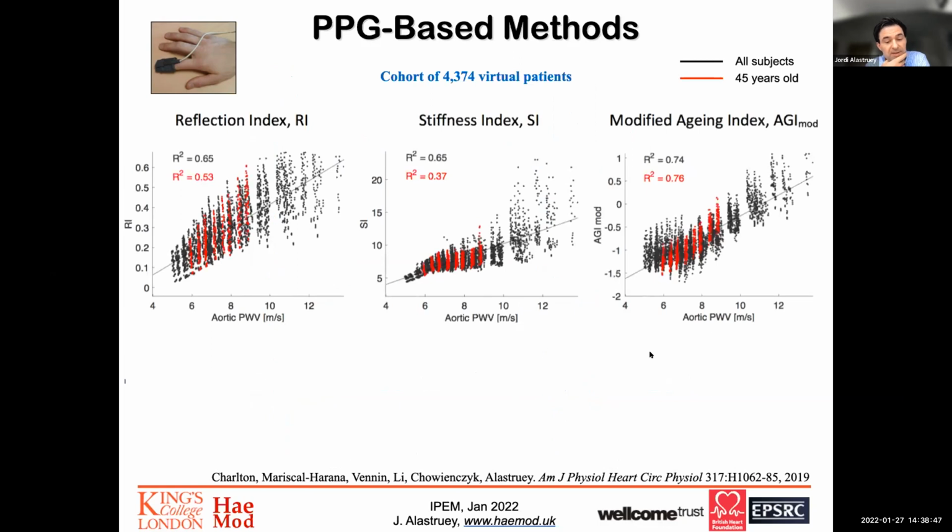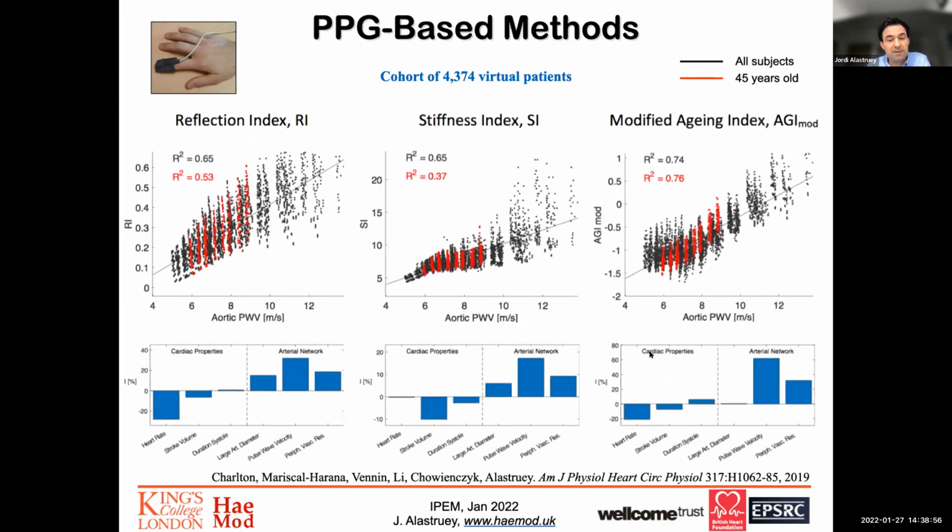So we have shown strong correlations with aortic pulse wave velocity of indices calculated from pulse wave morphology. However, these indices are influenced by other cardiovascular properties, such as heart rate, stroke volume, and also the diameter of large arteries, which may affect their ability to stratify patients. And using in silico testing, we could actually study the physiological determinants of each index and provide a mechanistic explanation of why, for example, the third index is performing better than the other two.